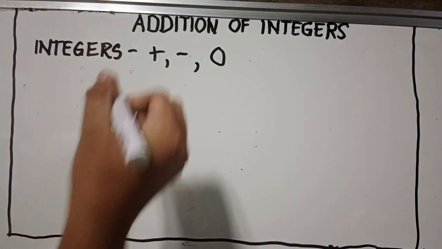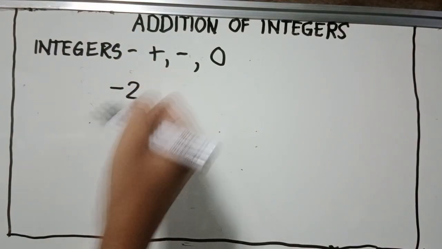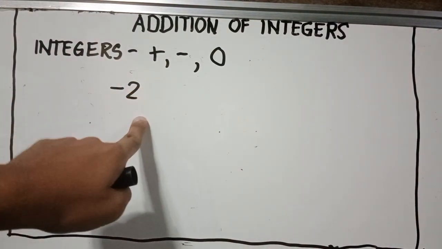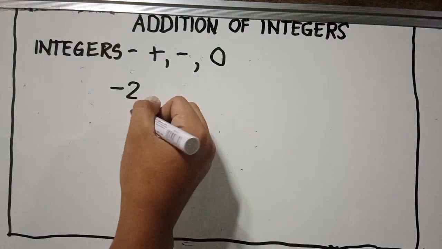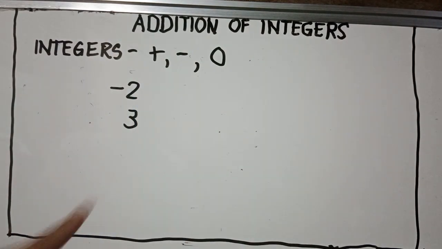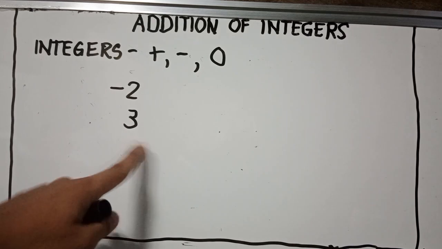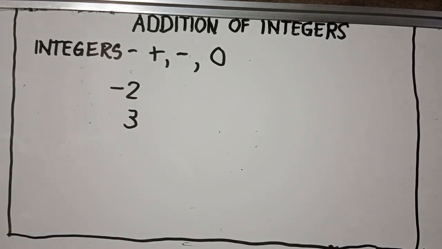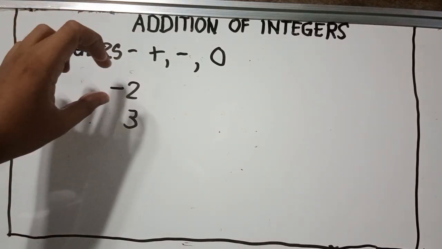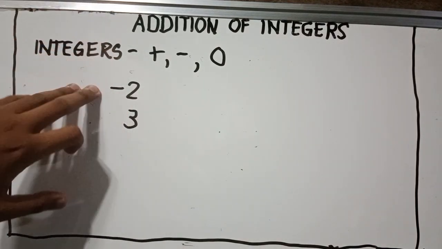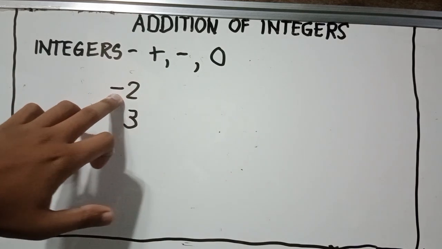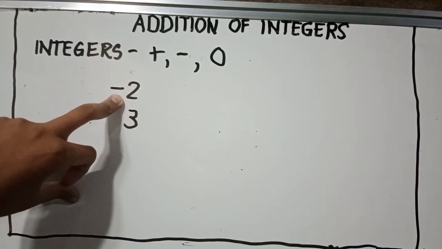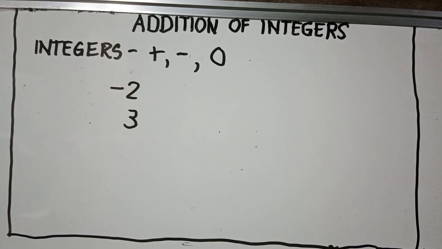Say, for example, negative 2. This is an example of a negative integer. How about 3? This is an example of a positive integer. So if something is written beside the number, at the left side of a number, and it looks like this, that means it is a negative integer.